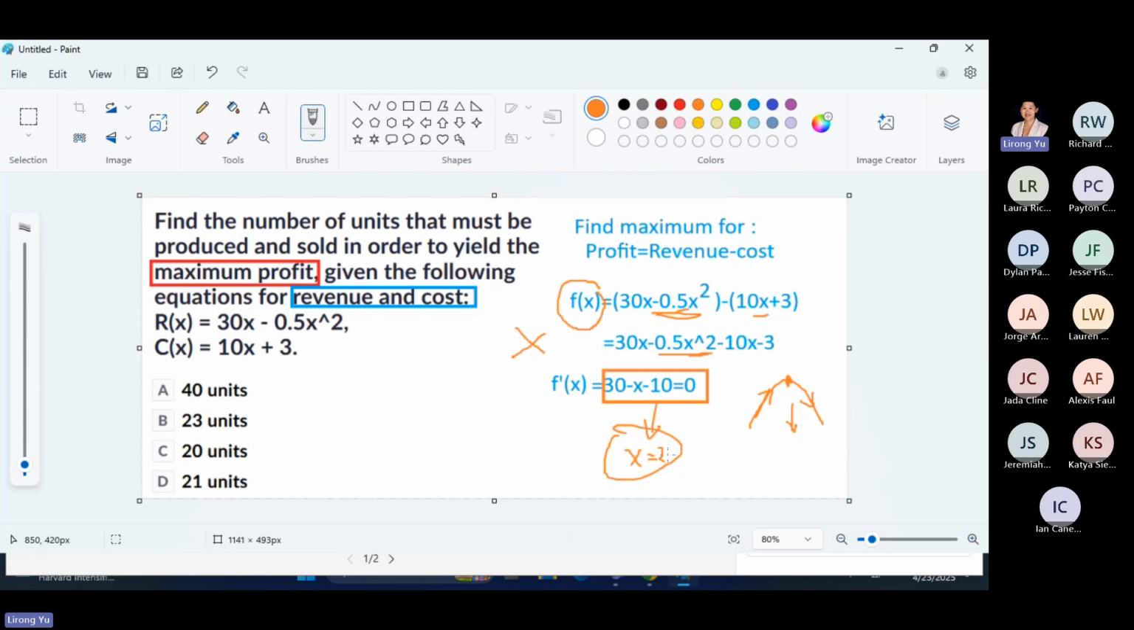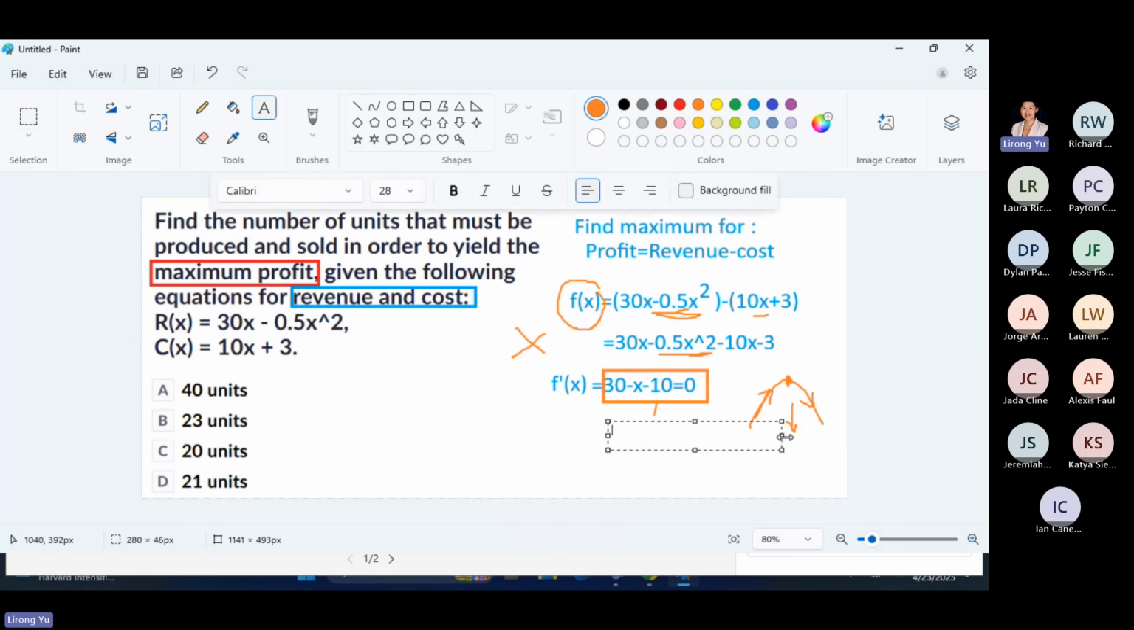Now the calculation. If we solve this equation, you can see the 30 minus 10 is a number, and the x is just minus x. So if you take the 30 minus 10, you get 20. So it's actually 20 minus x equals 0. So you add x to both sides of the equation, and you have 20 equal to x. That's pretty much the solution. x equal to 20 is where the function reaches the maximum.